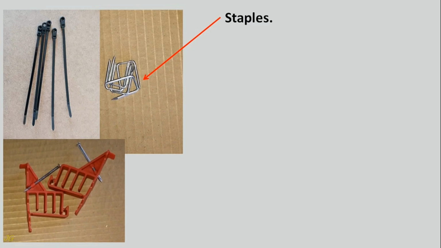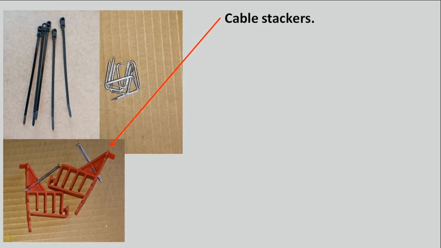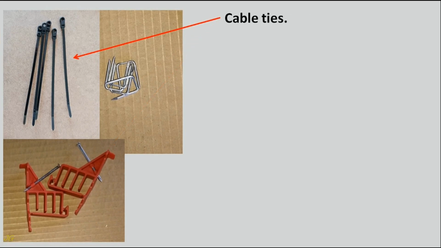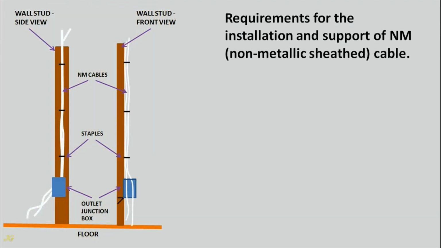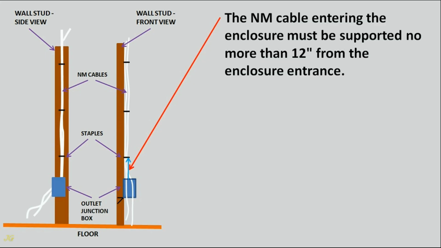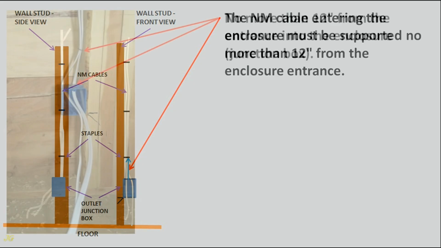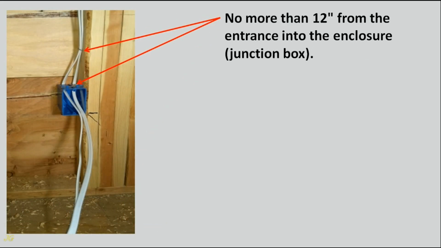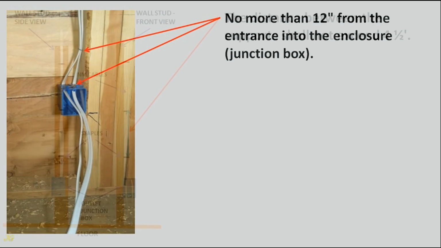Staples, cable stackers, cable ties. Requirements for the installation and support of NM, non-metallic sheathed cable. The NM cable entering the enclosure must be supported no more than 12 inches from the enclosure entrance. No more than 12 inches from the entrance into the enclosure, junction box.